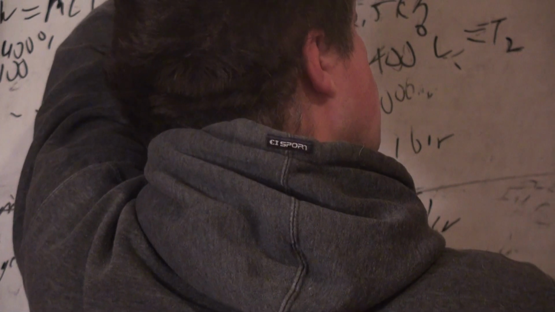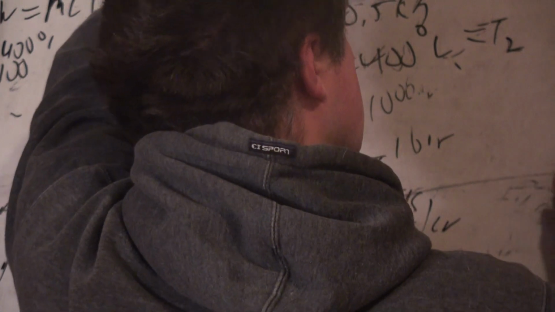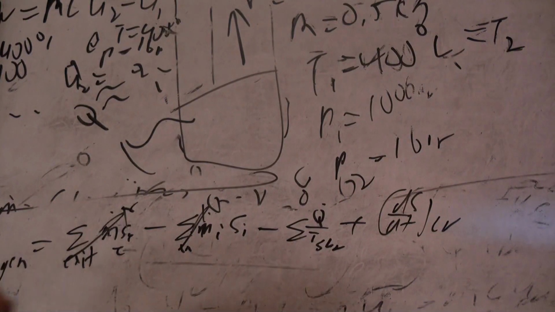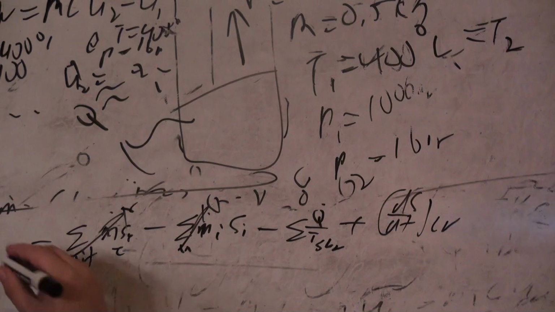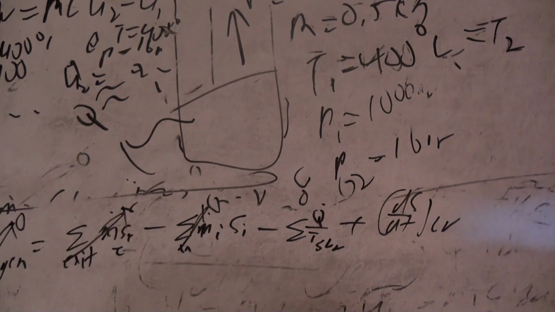We assume maximum work, so we're assuming maximum work, which translates to S dot gen equal to 0. We can write it either way, it doesn't matter. So this goes to 0. We're basing the analysis on not generating any entropy, because if I generate entropy, this is not a reversible system, this is an irreversible system.